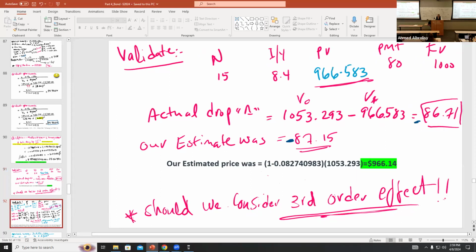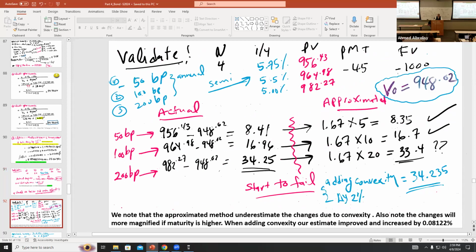So now this was a slide I introduced in the previous lecture, when we said we need to calculate what happens when we account for a big drop in interest rate. I said to you that the change in duration when it's 200 basis points started to fail. Therefore, we need to add convexity. We estimated 33.4, and the actual was 34.25. What happens if we add convexity to our previous problem that we talked about in the previous lecture?